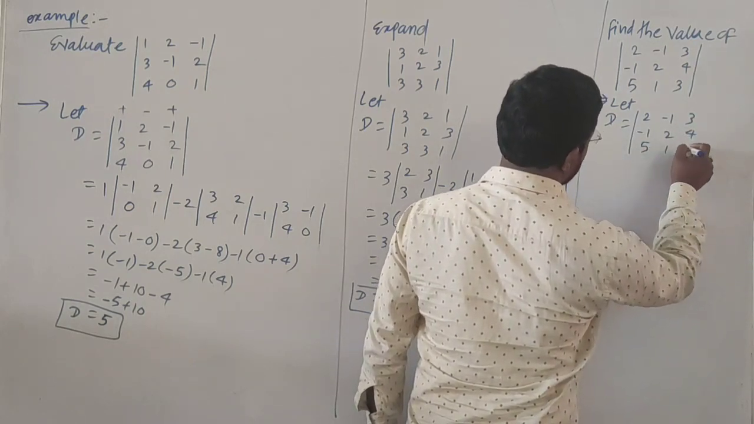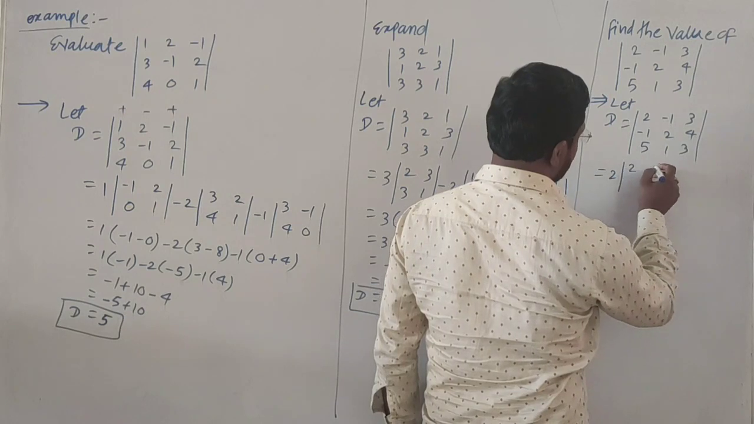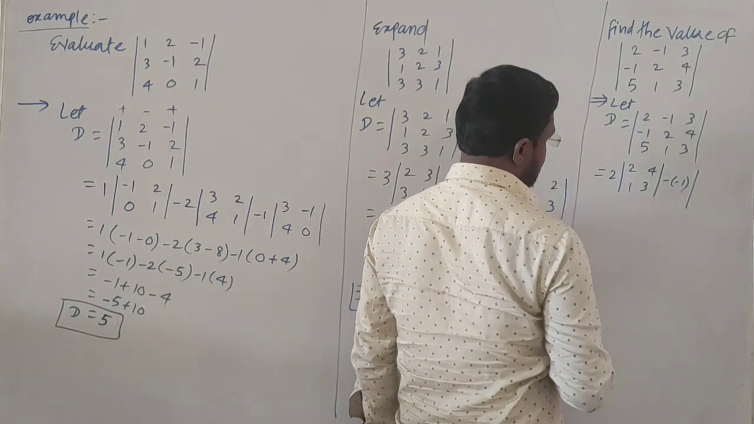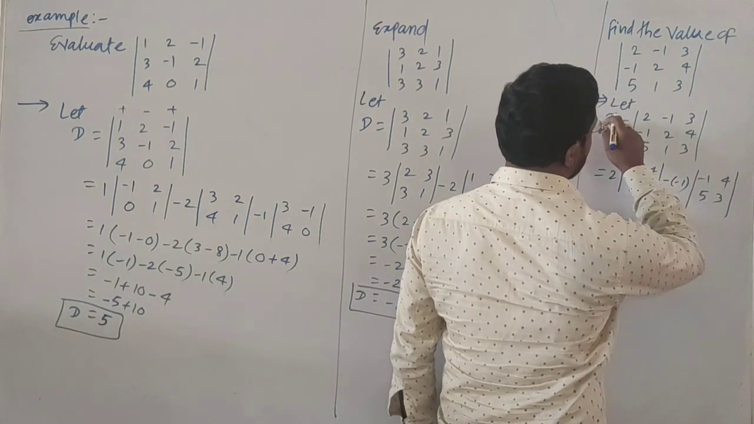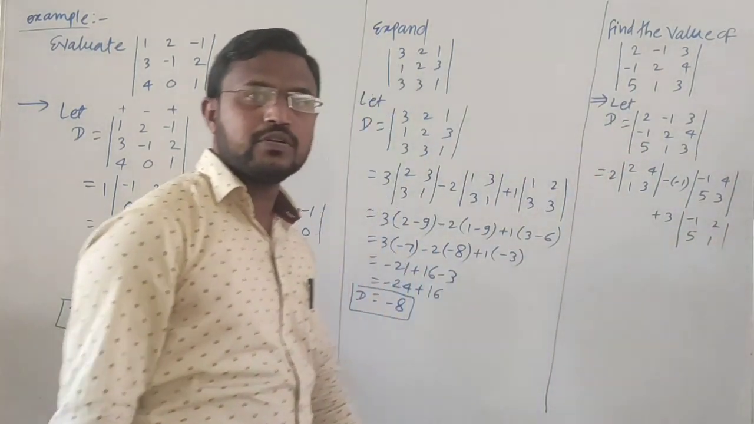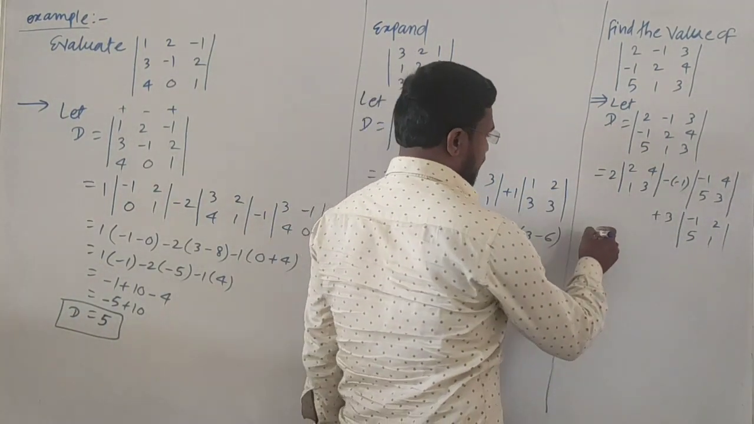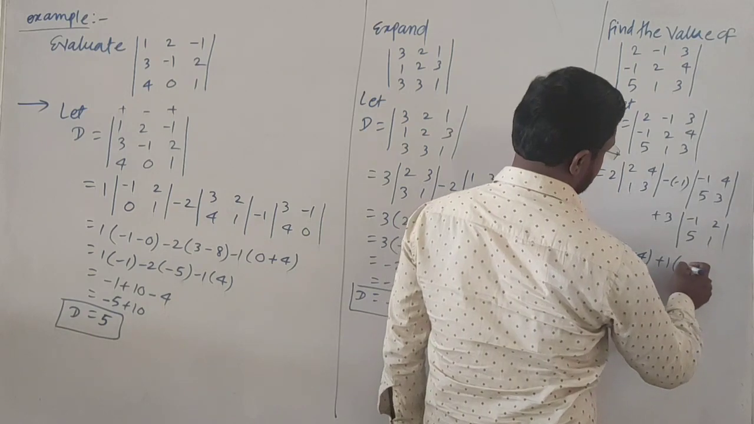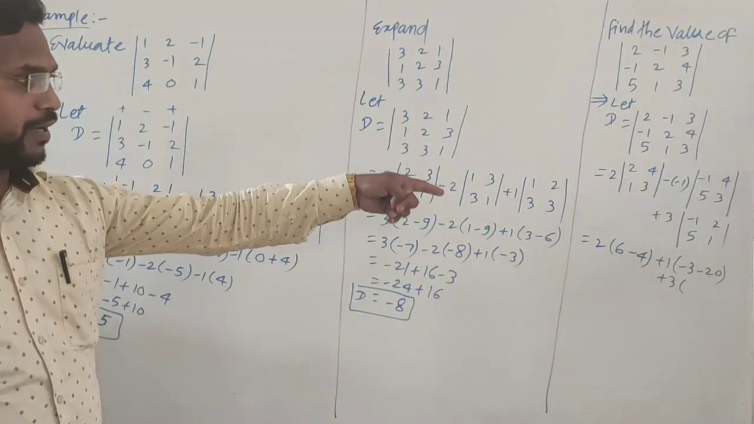2, first row, first column eliminate: 2 4 1 3, minus of minus 1. First row, second column eliminate: -1 4 5 3, plus 3. First row, third column eliminate: -1 2 5 1. Very simple calculation, 2 in bracket, basic calculation: 3 2s are 6, -4, minus minus plus 1 -3 -20, plus 3 in bracket -1 -10.